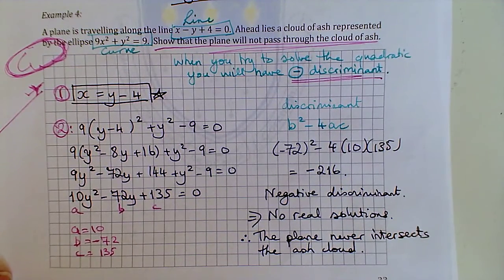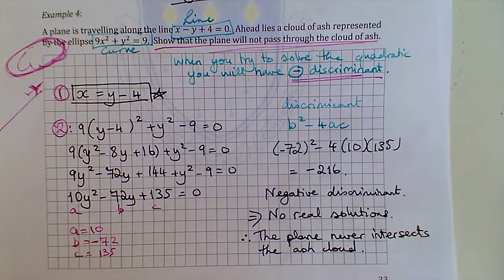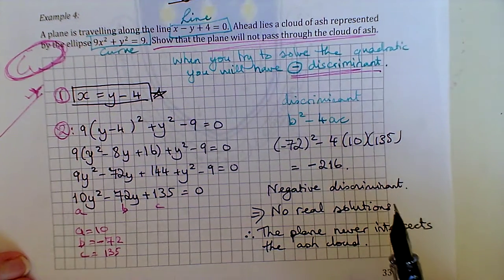Okay, so hopefully that makes sense. Just like example 1 as well, when we tried to solve the quadratic, we got a minus under the square root sign. We couldn't solve it, so there were no points of intersection.